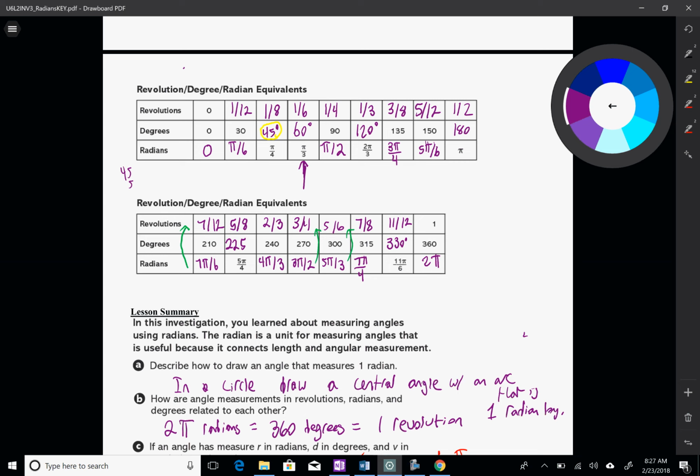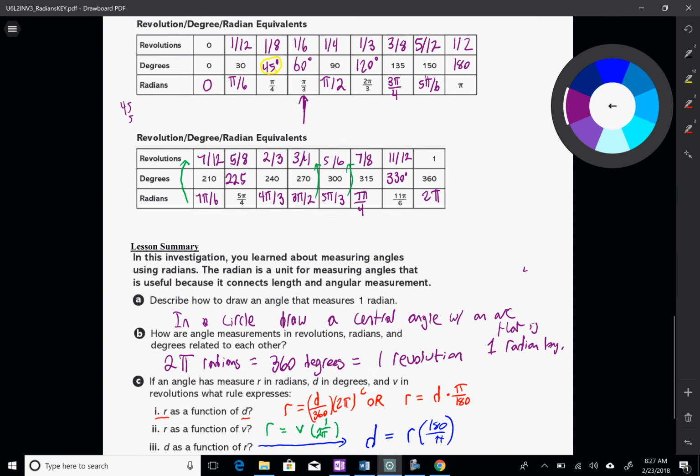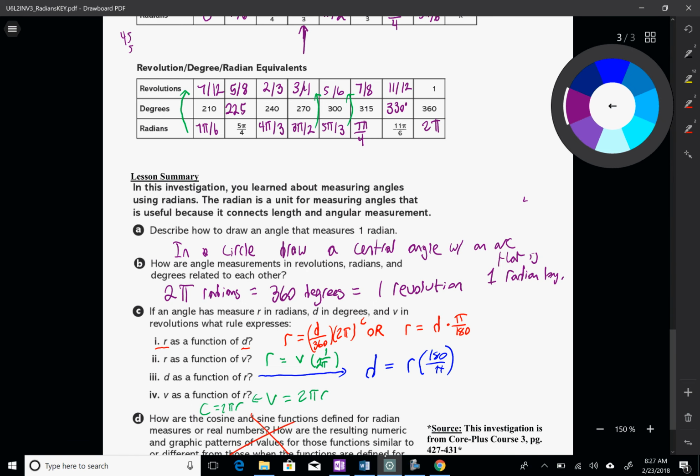All right, so let's go on to the lesson summary. If you'll pause the video, try the lesson summary, and then watch the video to recap the lesson summary. Okay, you pause the video, you try the lesson summary, let's recap. So how to draw an angle that measures 1 radian. In a circle, you draw a central angle with an arc that is 1 radius long. The key relationship is that 2 pi radians is 360 degrees is 1 revolution all the way around a circle. Everything we do is based on that.